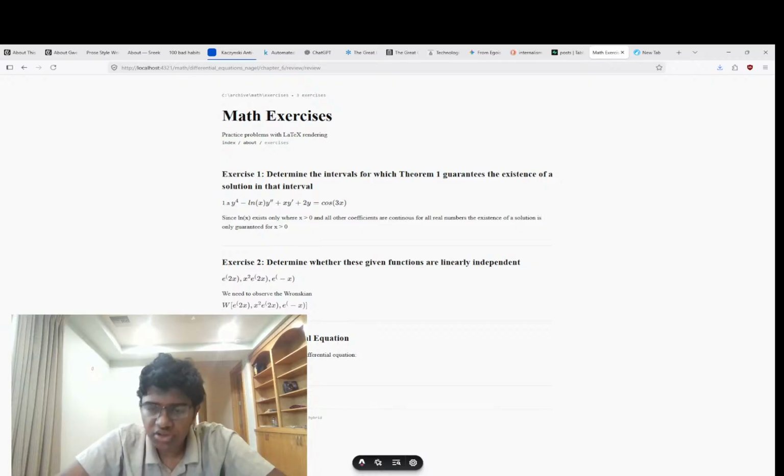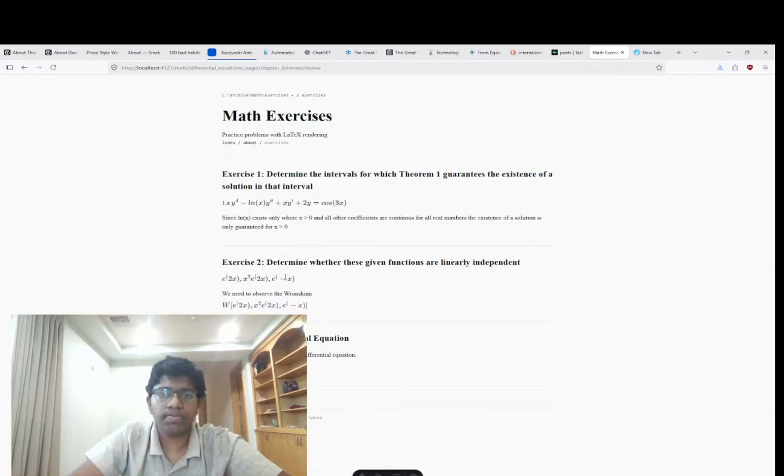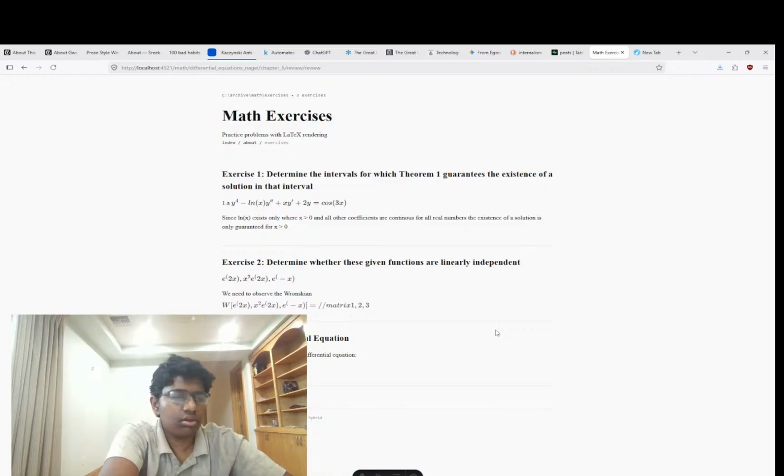So obviously this Wronskian is going to be equal to a matrix of numbers. Is this how you do a matrix in LaTeX again? It's so long. Let me just quickly check. So obviously this is the matrix of the solutions.